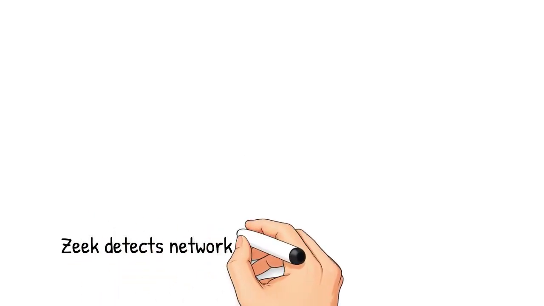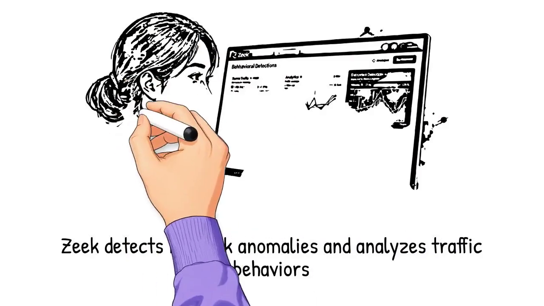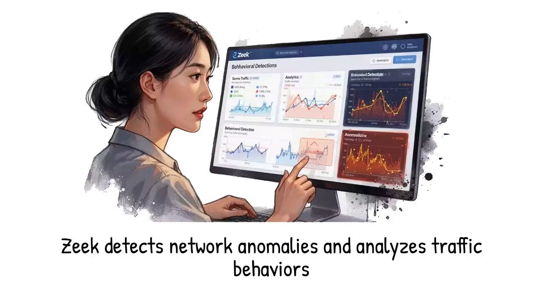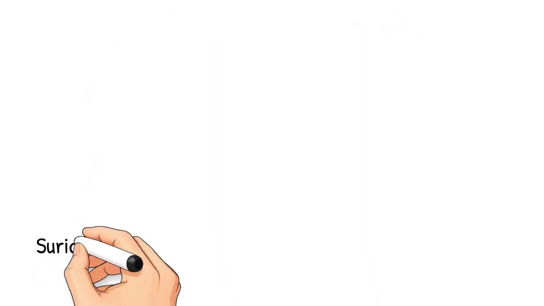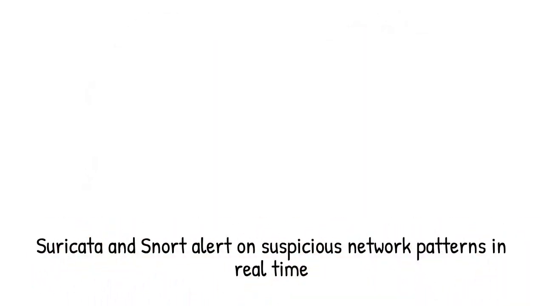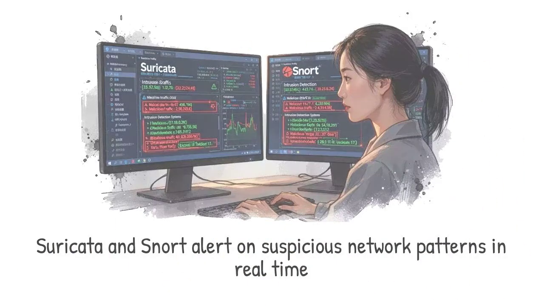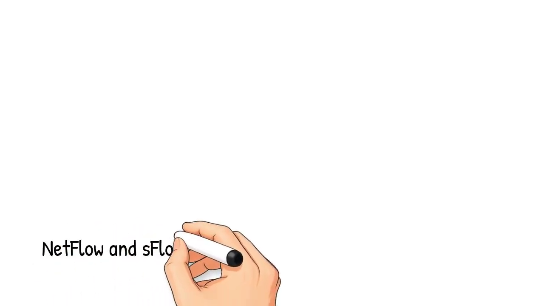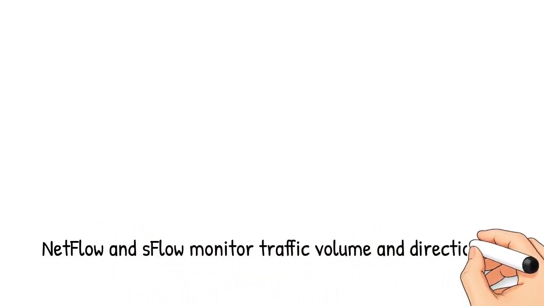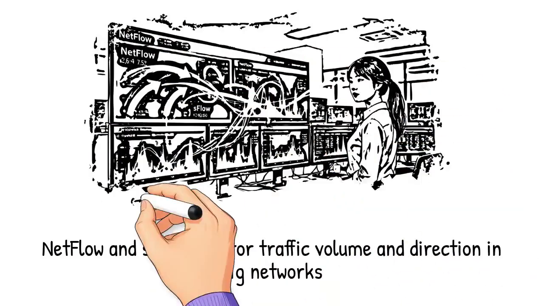Zeek, formerly Bro, a network security monitoring framework that analyzes traffic behavior and detects anomalies. Suricata and Snort, intrusion detection systems that inspect traffic in real time and alert on suspicious patterns. NetFlow, sFlow, technologies used to analyze traffic volume, direction, and behavior across large networks.